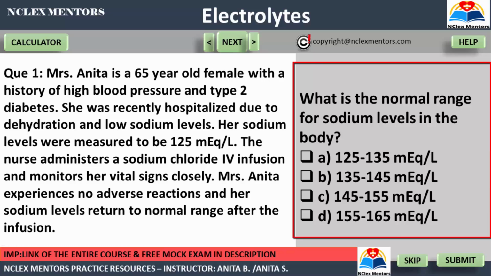The options given to you for this question on the screen are: Option A, 125 to 135 milliequivalent per liter. Option B, 135 to 145 milliequivalent per liter. Option C, 145 to 155 milliequivalent per liter. Option D, 155 to 165 milliequivalent per liter. Take your time to go through the question and each of these options. The timer starts on top right corner of the screen, but if you need more time, you can pause the screen as well.